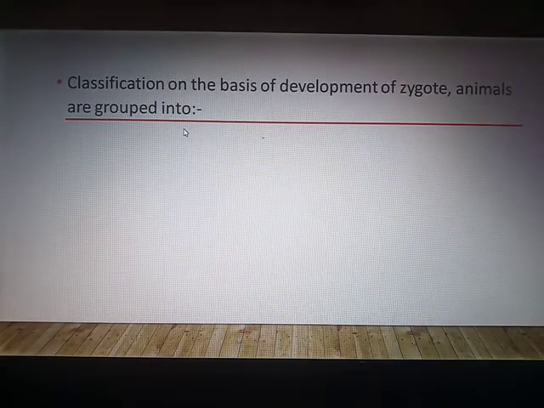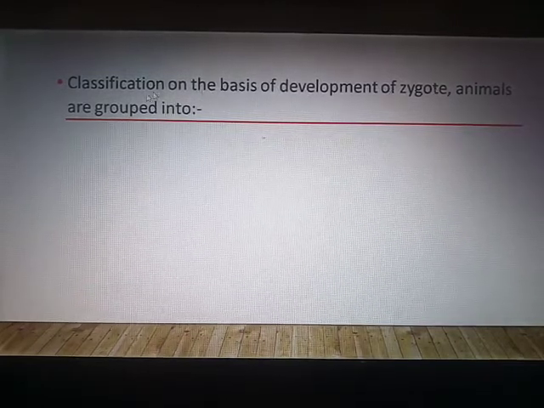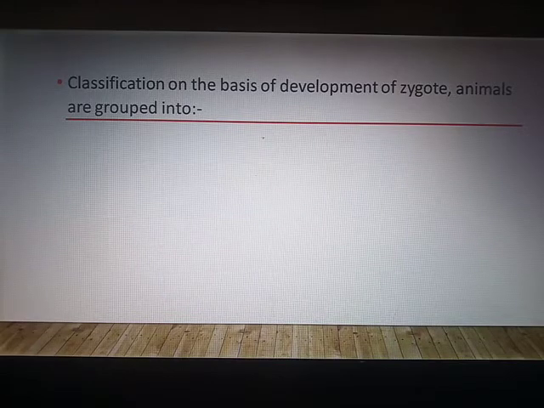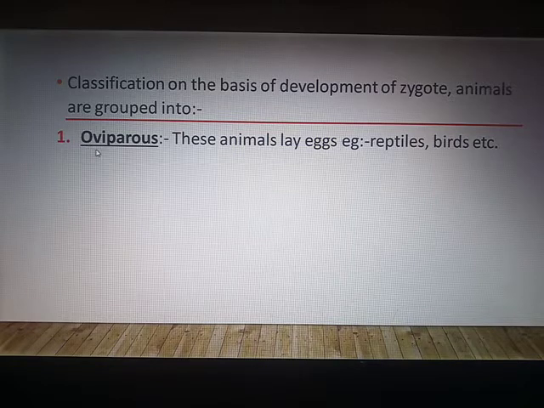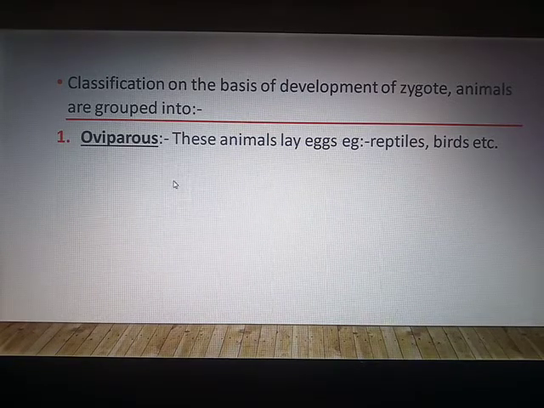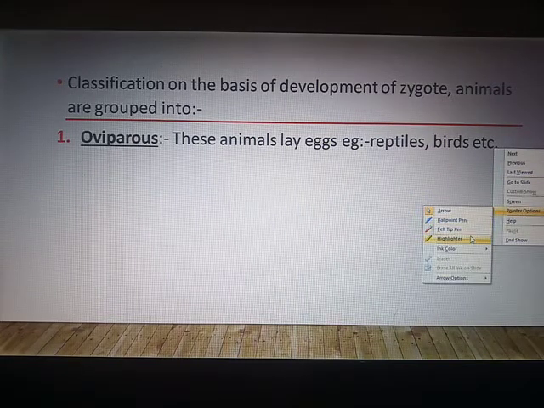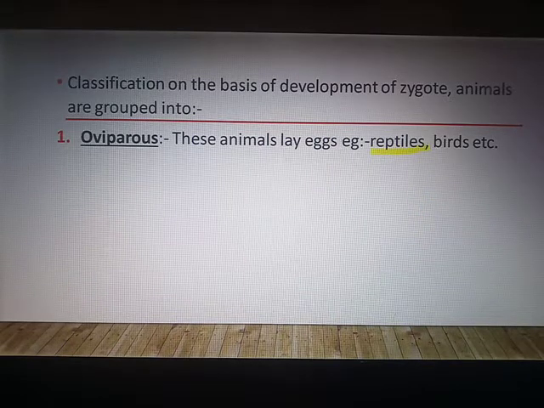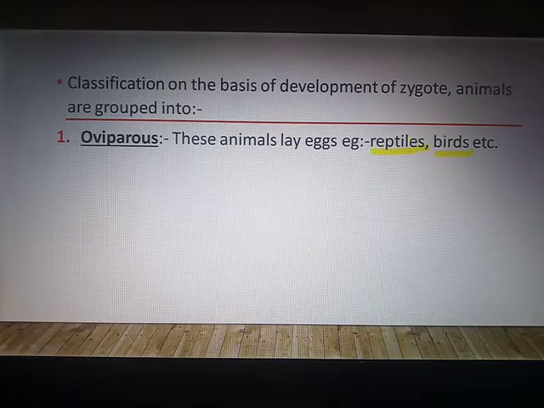Students, classification on the basis of development of zygote. Animals are grouped into, let us see, oviparous. So students, oviparous means these animals lay eggs. Clear? Oviparous means the animals that lay eggs. For example, reptiles, birds, in reptiles, crocodiles, snakes, etc. But all snakes are not oviparous. Clear?